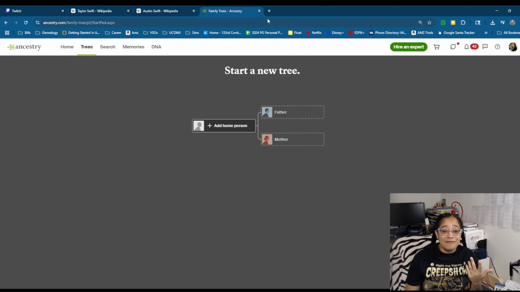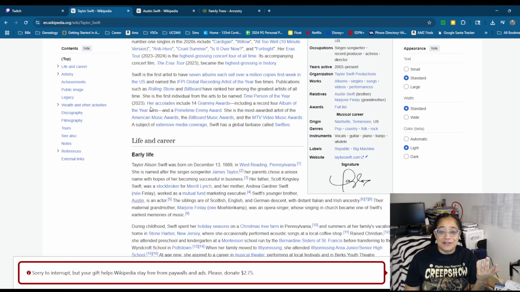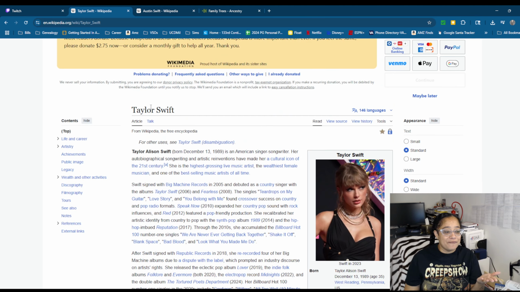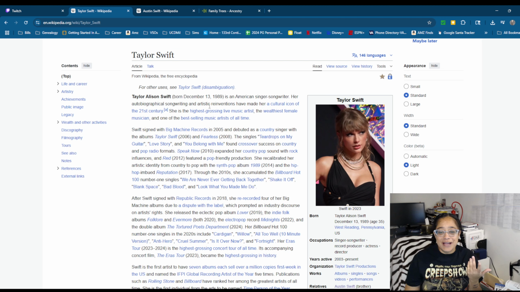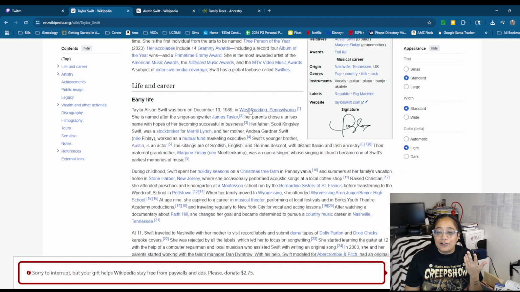So I'm starting off on Wikipedia, which is, of course, public, assuming this information is correct. So here we have Taylor. She was born December 13th, 1989, okay? And then it says down here in early life, she was born in West Reading, Pennsylvania. So December 13th, 1989 in West Reading, Pennsylvania.